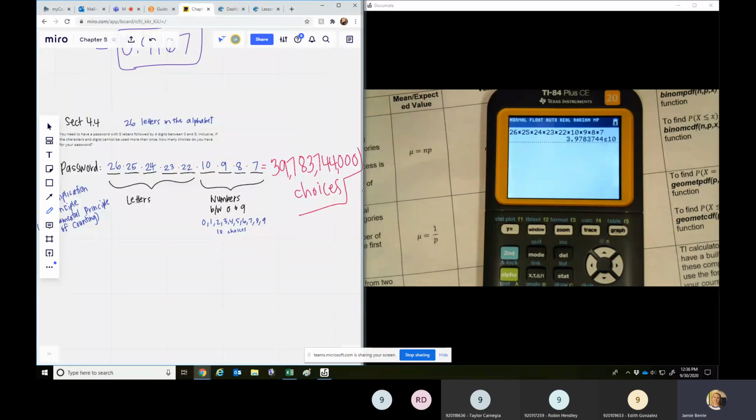All right, so I think it's pretty simple. You just write out the number, write out your little blank spaces for all your characters, and then fill in how many options you have for each one. That's going to tell you your total number of choices for your password. So make sure you know how to do this one.